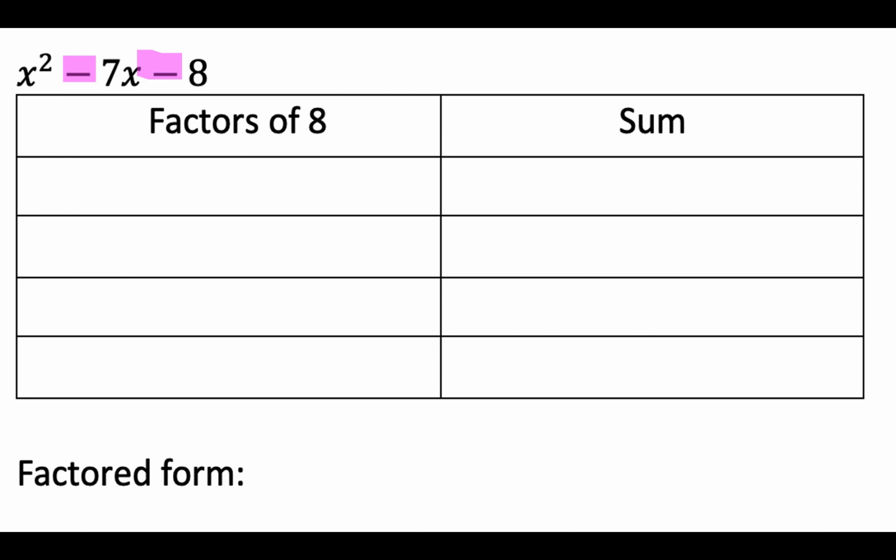And lastly, let's try this one. x squared minus 7x minus 8. First thing, let's open up our set of parentheses, x times x, and then we have two negatives here, so we know one number's got to be positive and one number's got to be negative. Now let's start listing our factors of 8. 1 times negative 8, if we add them together, we get negative 7. Negative 1 times positive 8, we add them together, we get positive 7.